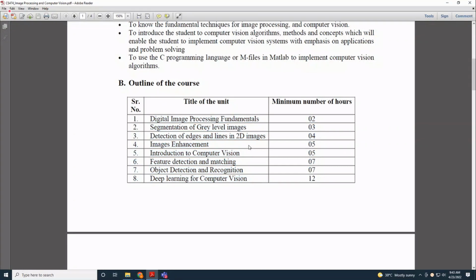The first 4 chapters will be based on image processing and an introduction to image processing, followed by computer vision. The base of computer vision will obviously be image processing. In computer vision, we will again be learning some of the latest concepts: object detection, recognition, and deep learning technology for computer vision, for achieving these two tasks, maybe feature detection or object detection.